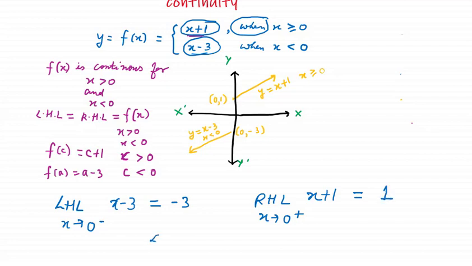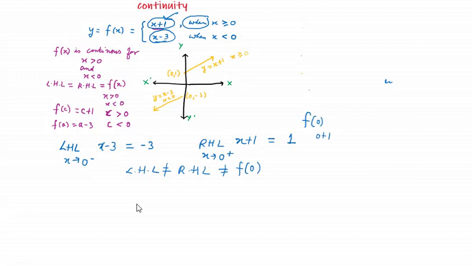So now you have seen that the left hand limit is not equal to the right hand limit. And also we have to find f(0). What will be the value of f(0)? When x is 0, only this function is valid, x plus 1. So f(0) will be 0 plus 1, which is not equal to the left hand limit either. So here you have seen that at x equals 0, the left hand limit is not equal to the right hand limit, and also it's not equal to f(0). So f(x) is discontinuous at x equals 0.